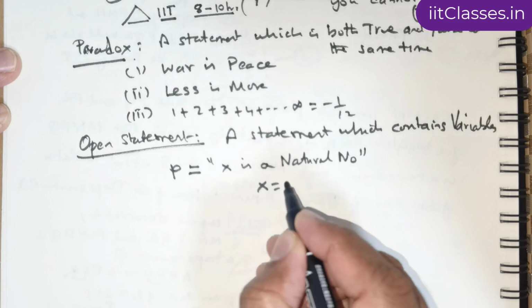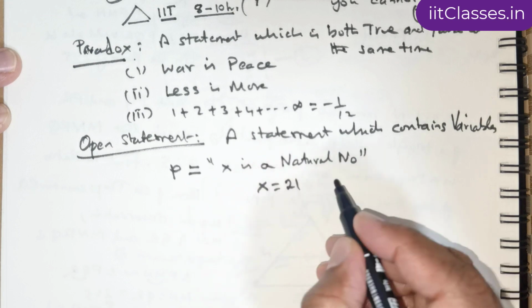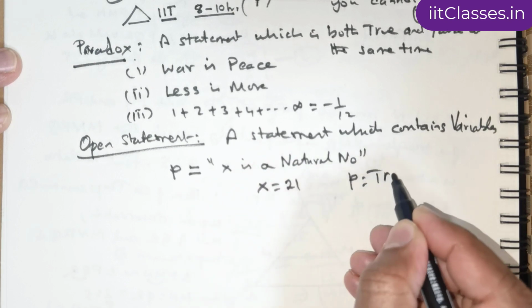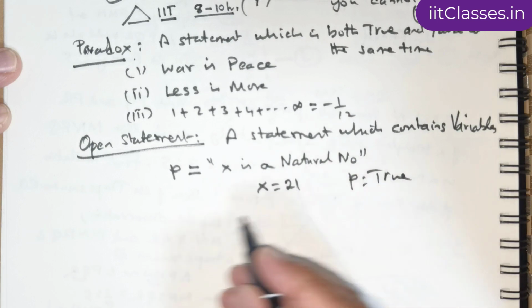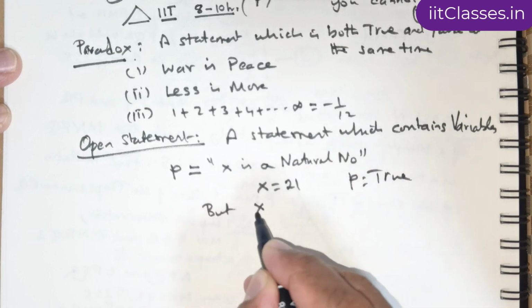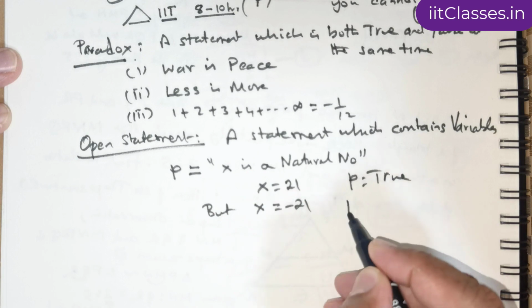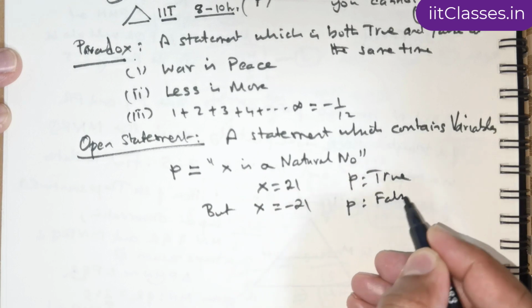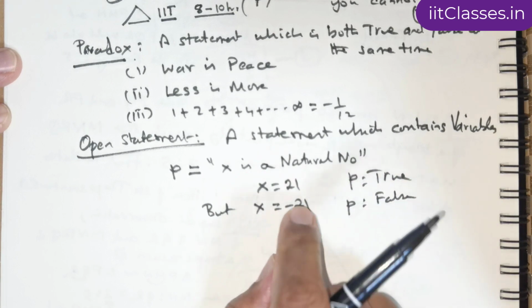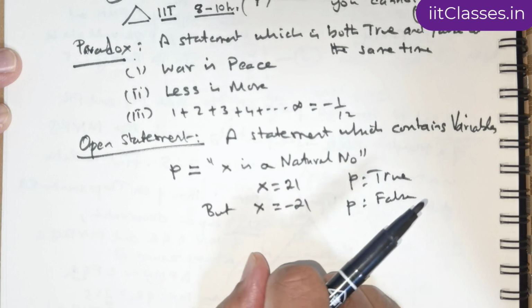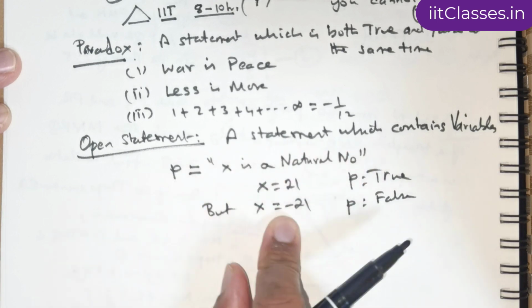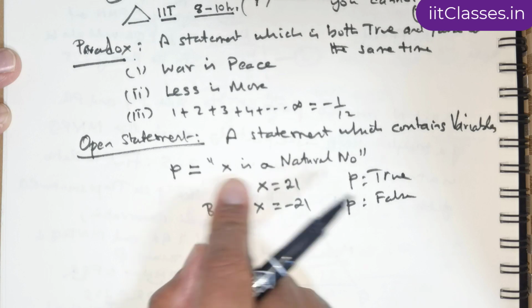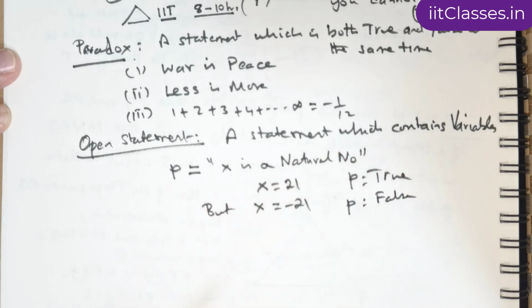So p is equal to, x is a natural number. Now if I were to take x is equal to 21, then p is true because 21 is a natural number. But if I were to take x is equal to negative 21, then p is false because negative 21 is not a natural number. So the outcome of the statement largely depends on the value that the variable takes. So we'll move on to the next one.